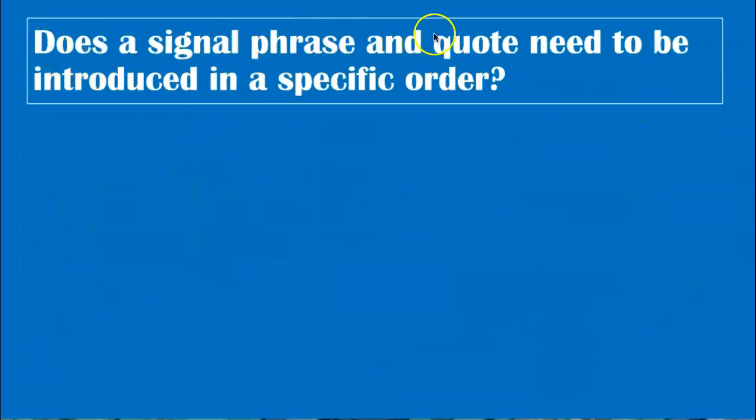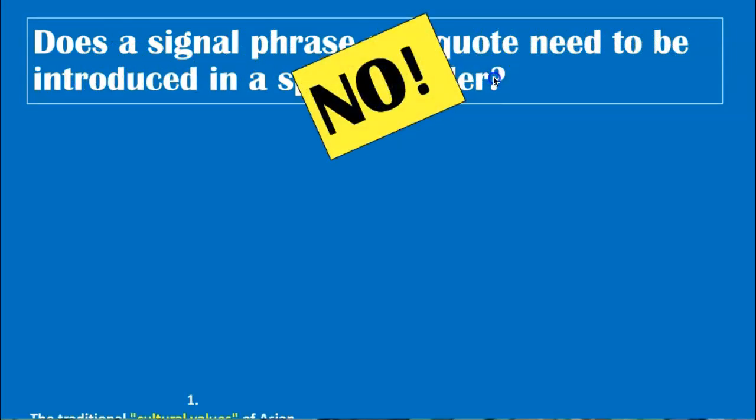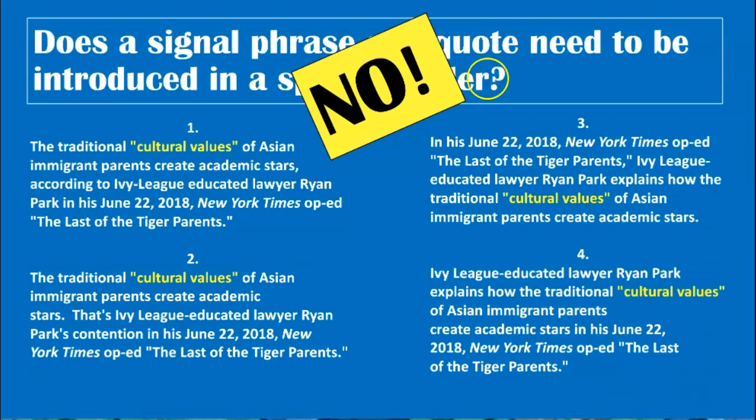Does a signal phrase and quote need to be introduced in a specific order? The answer is no. And here we have 4 quotes. It's the same quote, and they are introduced in a different order. And this quote right here, this passage with the quote in it, has 2 sentences. So you can use a few sentences for a signal phrase if you need to.